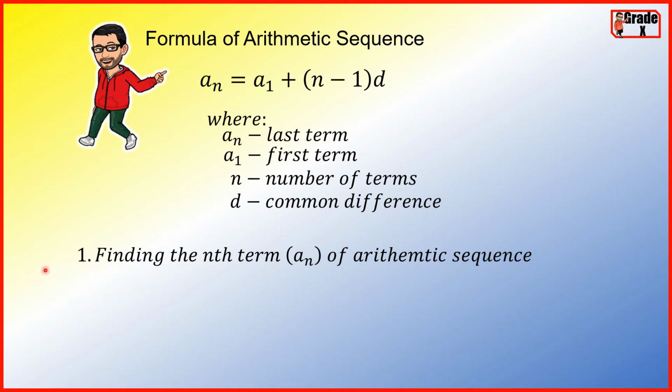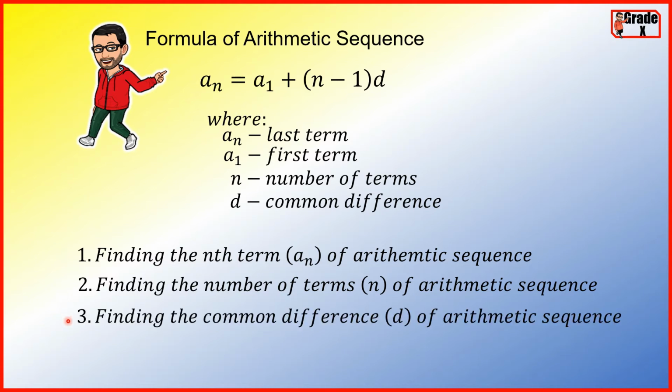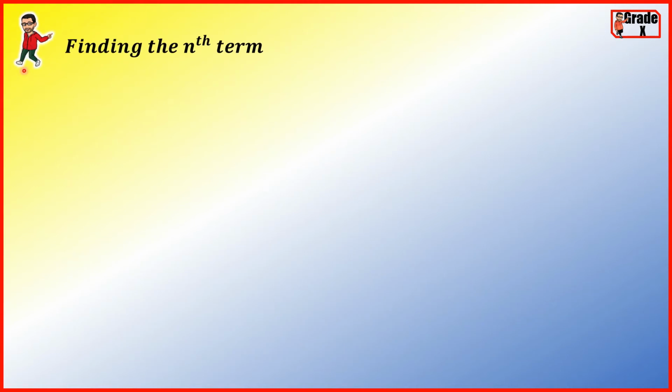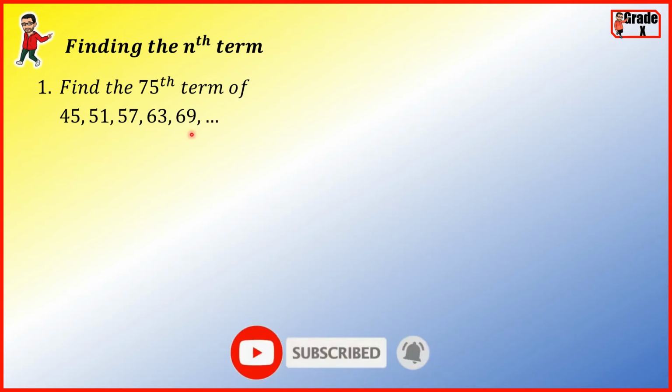Finding the nth term of arithmetic sequence, finding the number of terms of arithmetic sequence, finding the common difference of arithmetic sequence, and finding the first term of arithmetic sequence. Unahin natin ang finding the nth term. Example number 1, find the 75th term of 45, 51, 57, 63, 69.